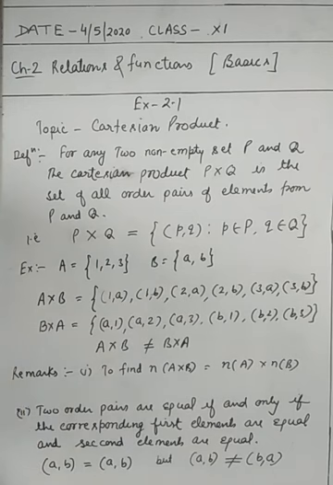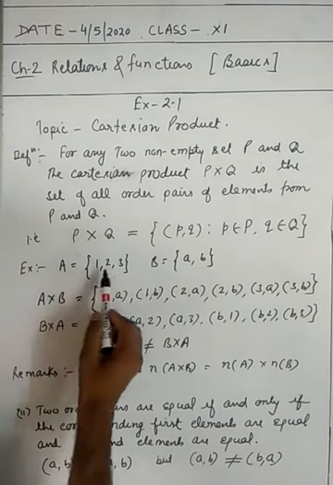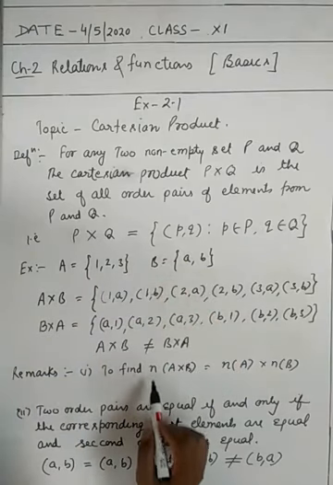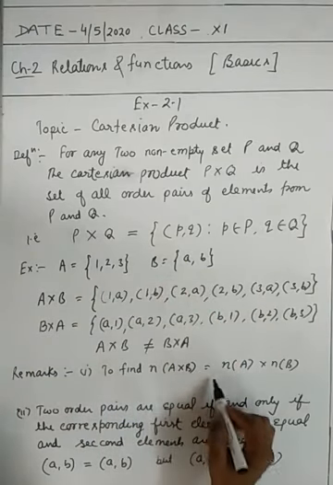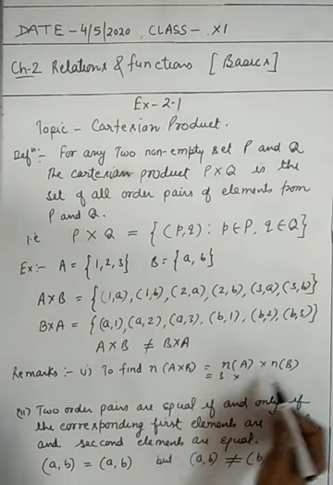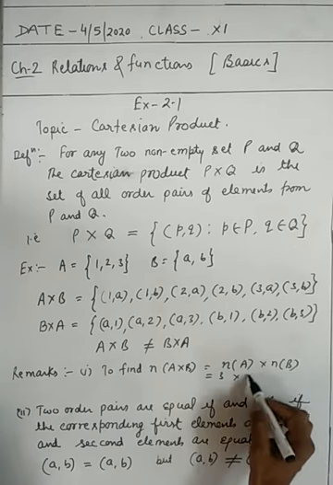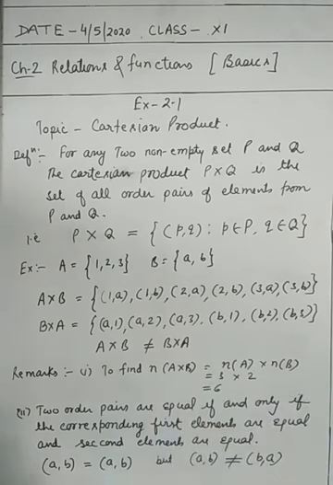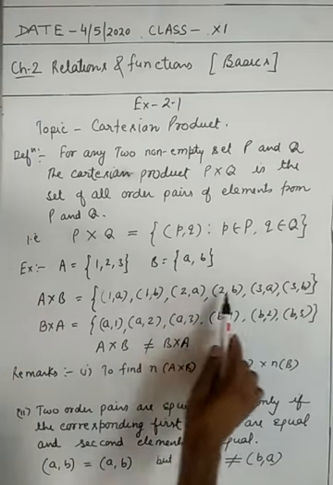Here I am giving you some remarks. In the first remark, the number of elements in A cross B, the Cartesian product of A and B, will be equal to the number of elements present in set A multiplied by the number of elements present in set B. For example, here A has 3 elements and B has 2 elements. Then what is the number of elements in A cross B? This is equal to the number of elements in A, which is 3, and the number of elements in set B is 2. So 3 times 2 is 6. Here we can count also: A cross B, 1 2 3 4 5 6.